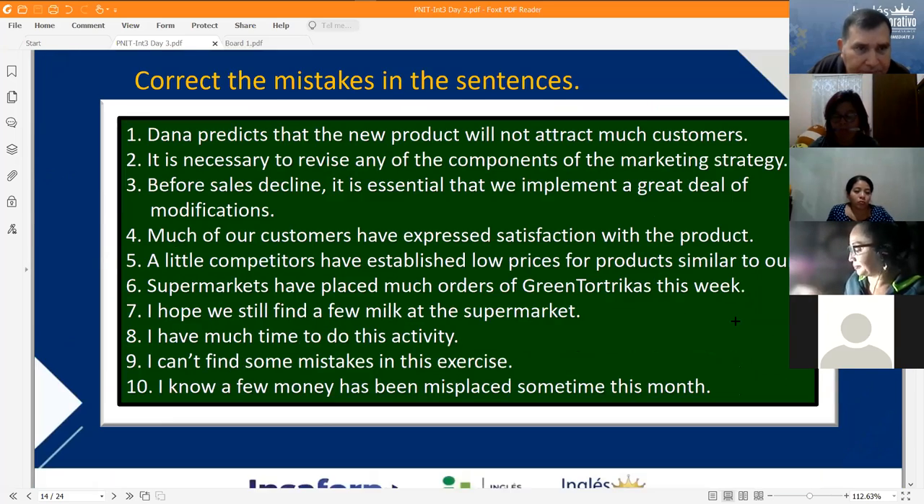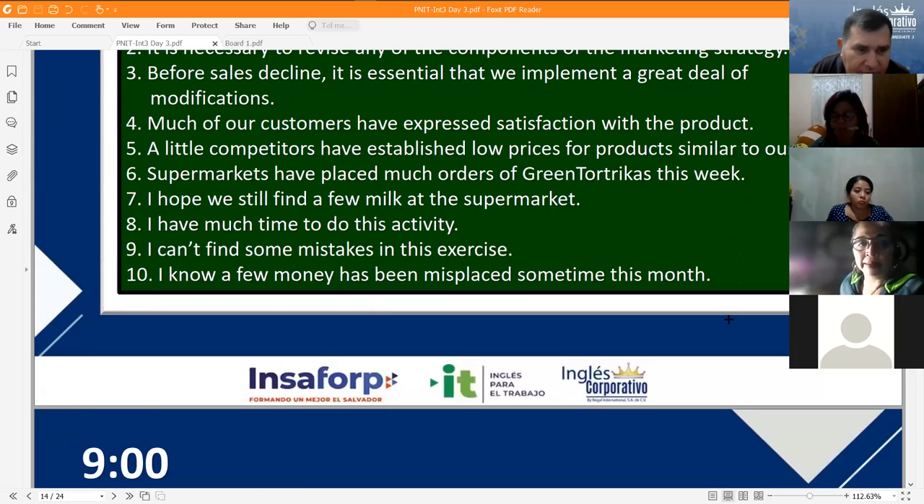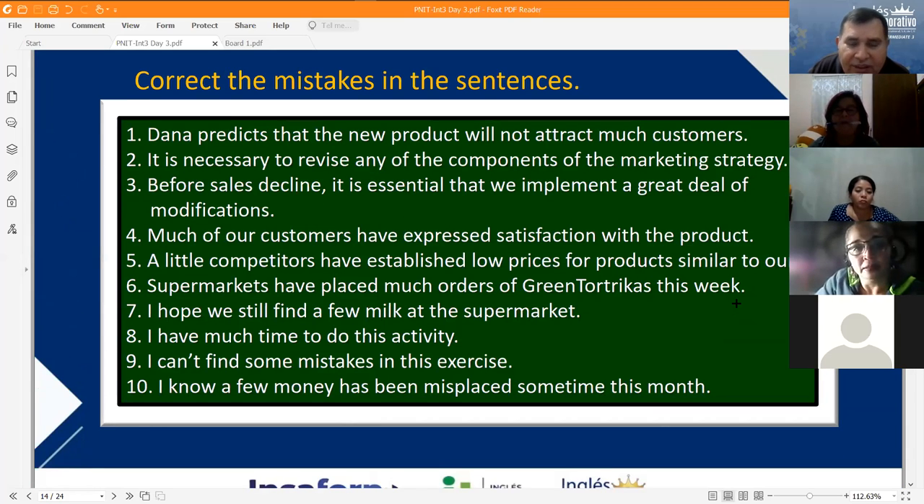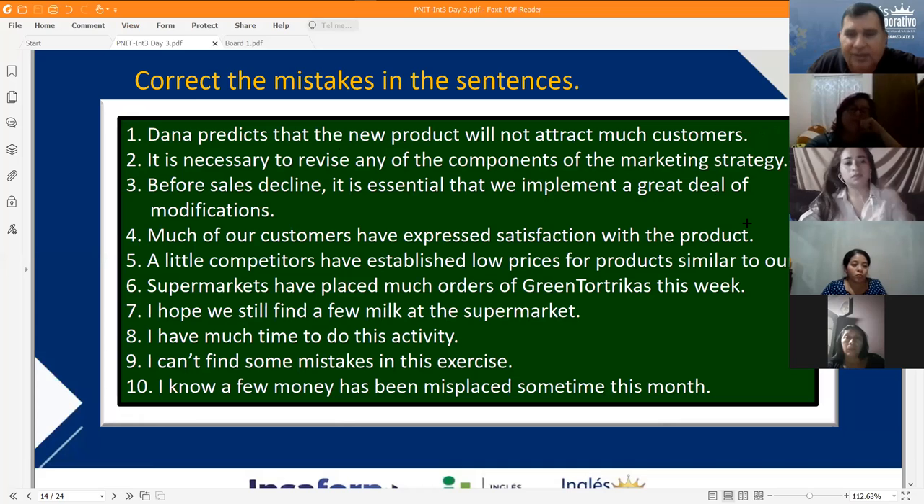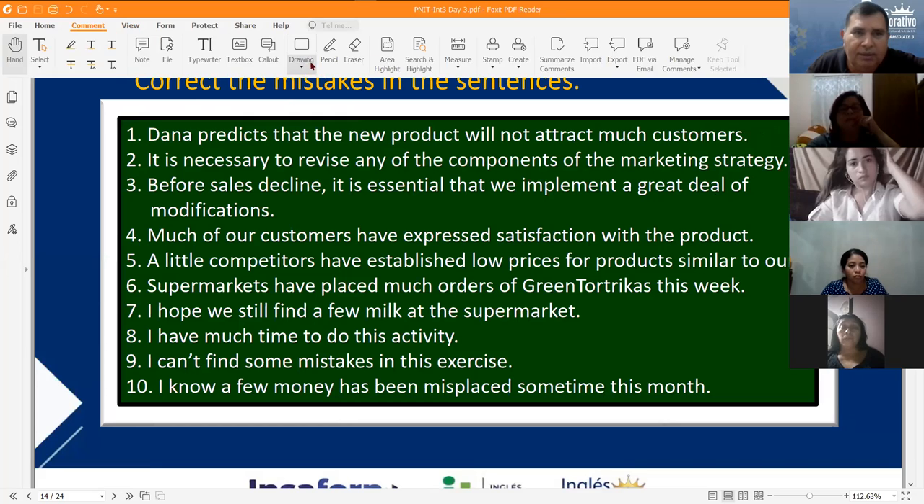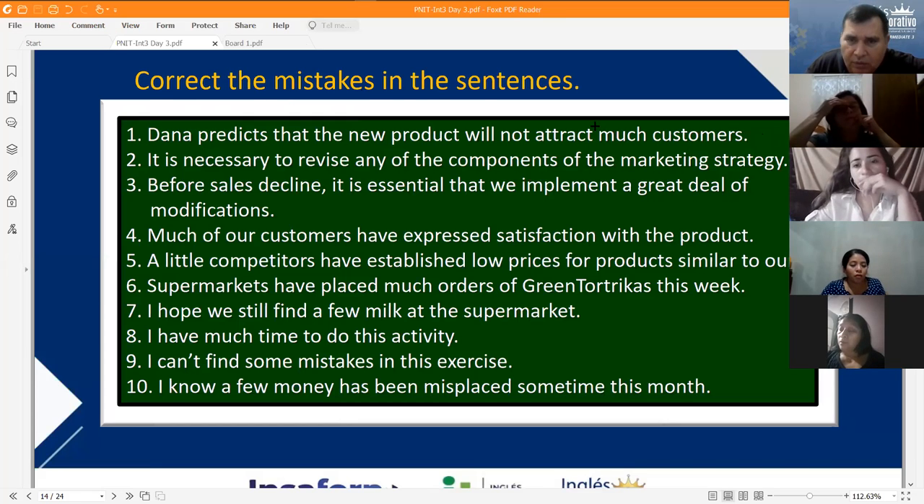Okay, let's see. Now we're going to do this exercise. Correct the mistakes in these sentences. This one is for us to do together. Okay, together. So, Dana predicts that the new product will not attract much customers. Is it correct? What is the mistake? Much. The use of much. Much is wrong here.